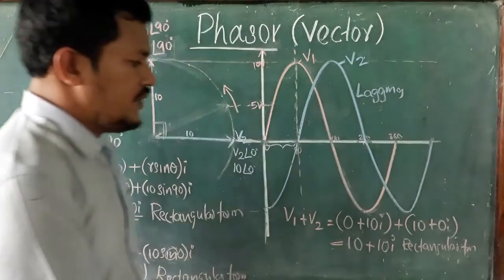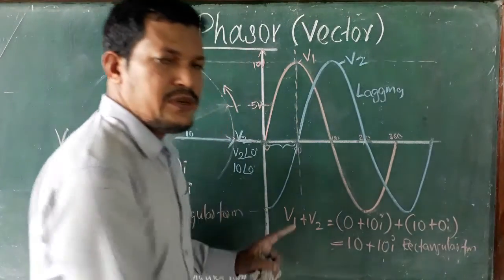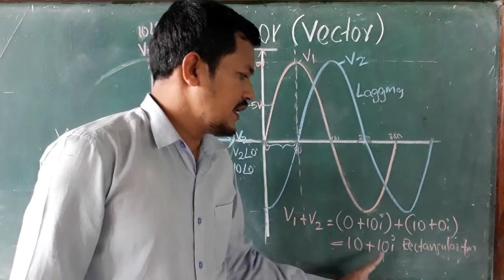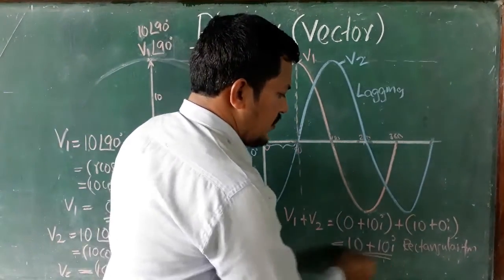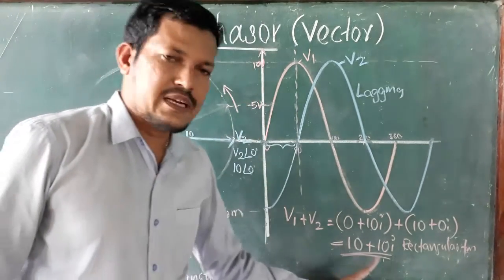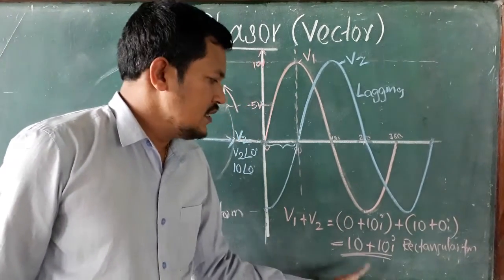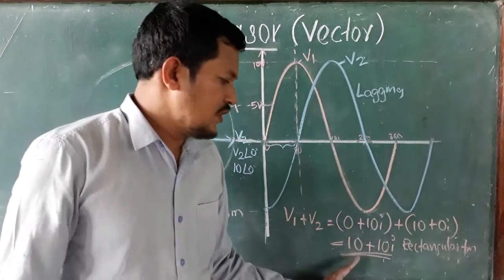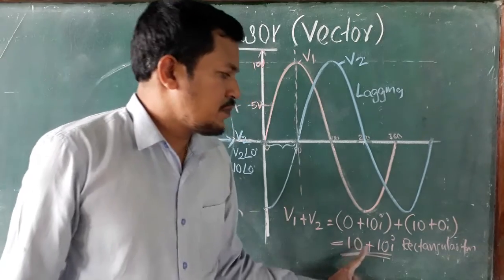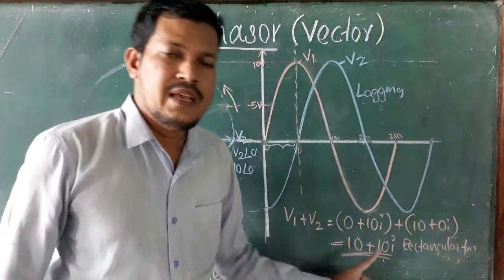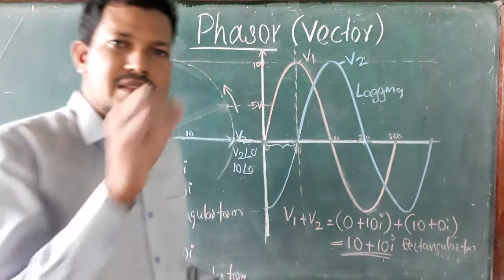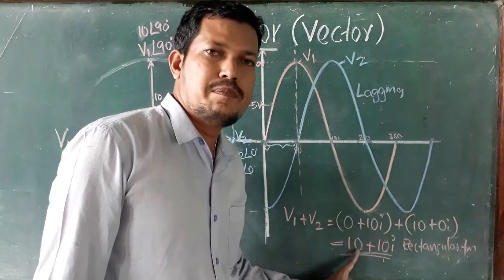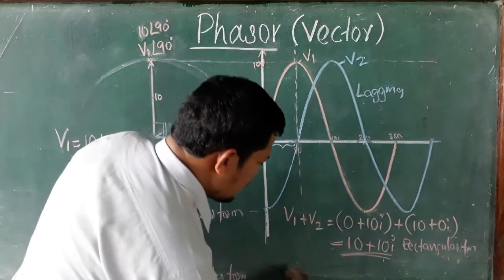Clear? So now we can convert the rectangular form again into polar form. We know the equation for how to convert rectangular form into polar form. This is V1 plus V2 in rectangular form. Now to convert, we find the magnitude: R equals root of real part squared plus imaginary part squared, and its angle theta equals tan inverse of imaginary part by real part.